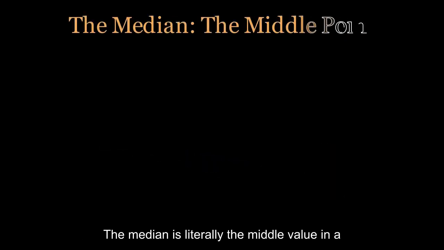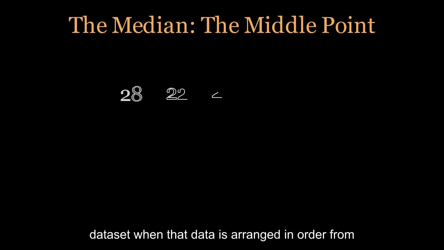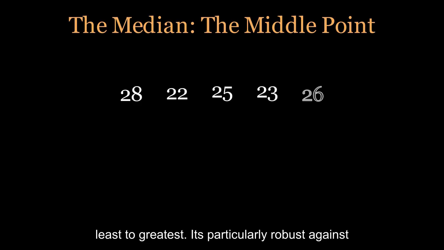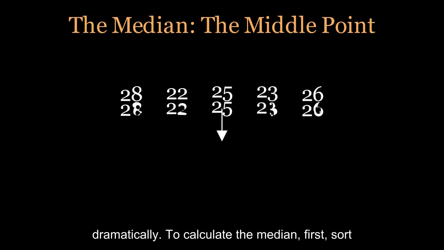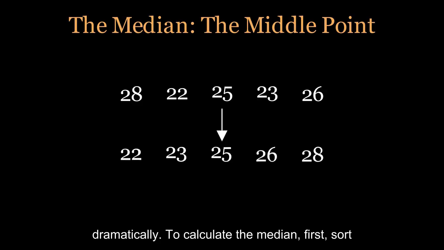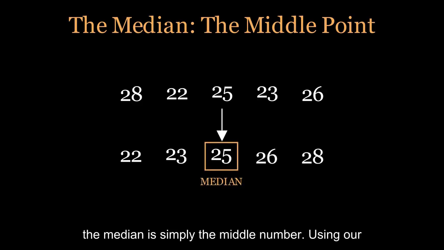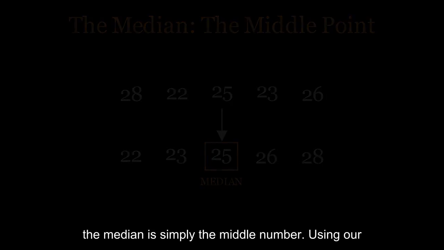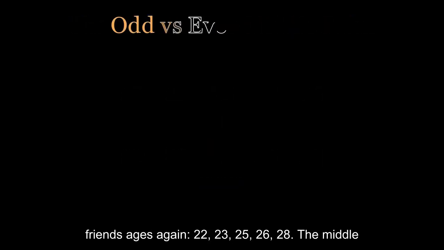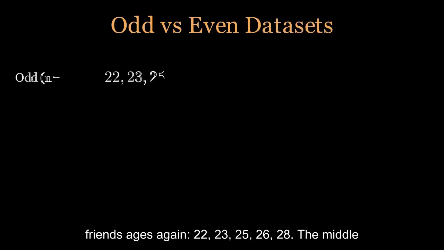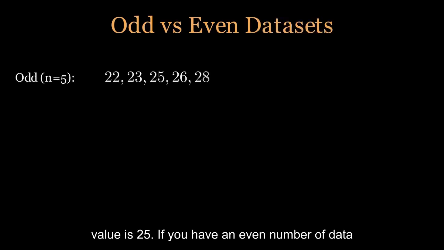Next, we have the median. The median is literally the middle value in a dataset when that data is arranged in order from least to greatest. It's particularly robust against outliers, meaning extreme values won't skew it dramatically. To calculate the median, first sort your data. If you have an odd number of data points, the median is simply the middle number. Using our friends' ages again: 22, 23, 25, 26, 28. The middle value is 25.